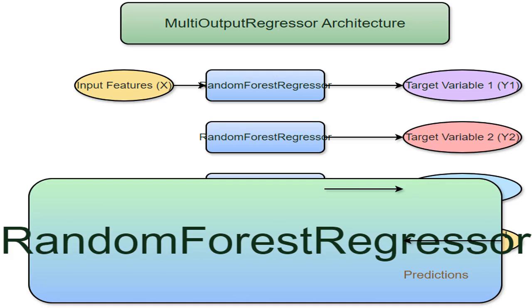This represents one of the multiple random forest regressor models trained by the multi-output regressor. Remember, multi-output regressor creates a separate regressor for each target variable. This specific instance is responsible for predicting one of the target variables, yn, in the table.